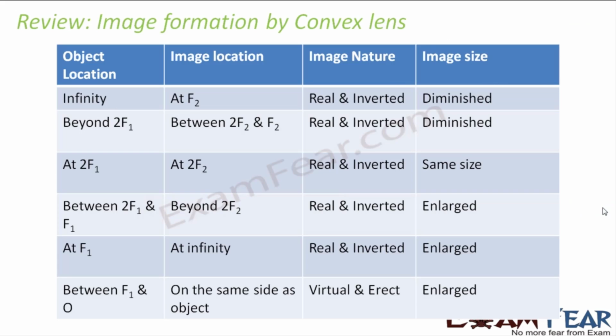So let us now see a review of the image formation in this table. When the object was at infinity, the image was formed at f2. It was real, inverted, and diminished. When the object was beyond 2f1, image was formed between 2f2 and f2, real, inverted, and diminished. When the object was at 2f1, image was formed at 2f2, real, inverted, same size. When it was between 2f1 and f1, image was formed beyond 2f2, real, inverted, and enlarged. At focus, image formed at infinity, real, inverted, and enlarged. Between focus and optical center, image was formed on the same side as object, virtual, erect, and enlarged.